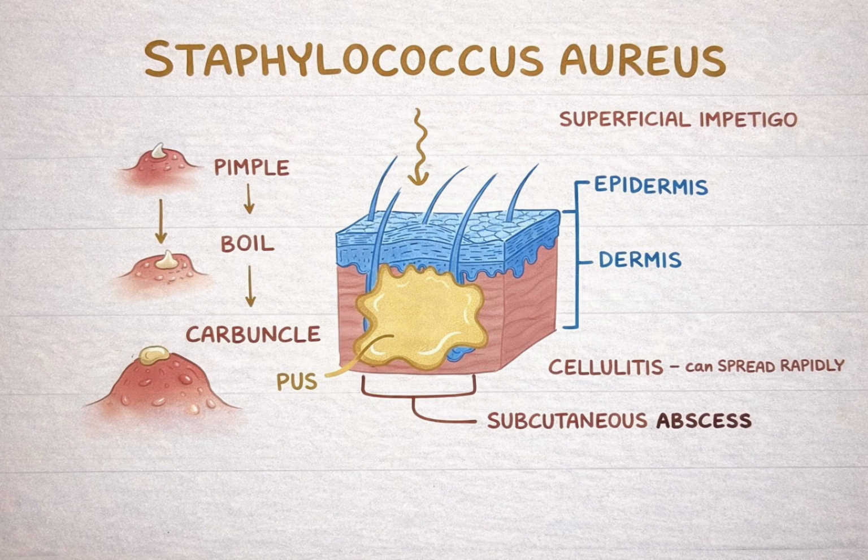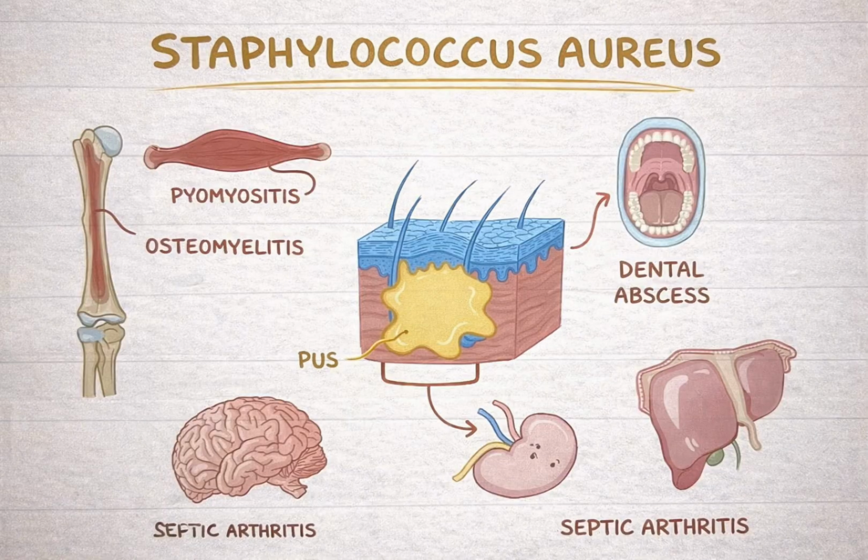At first, these infections might be localized, like a pimple that develops into a boil, which we call a furuncle. If multiple boils group together, that's called a carbuncle. It can also cause conditions like impetigo, a superficial skin infection, or cellulitis, which spreads deeper into the skin. If the infection goes deeper, it can form an abscess, which is basically a pocket of pus. These can occur almost anywhere in the body, even in organs like the brain or liver. It can also spread to muscles, bones, and joints, causing serious conditions like osteomyelitis or septic arthritis.